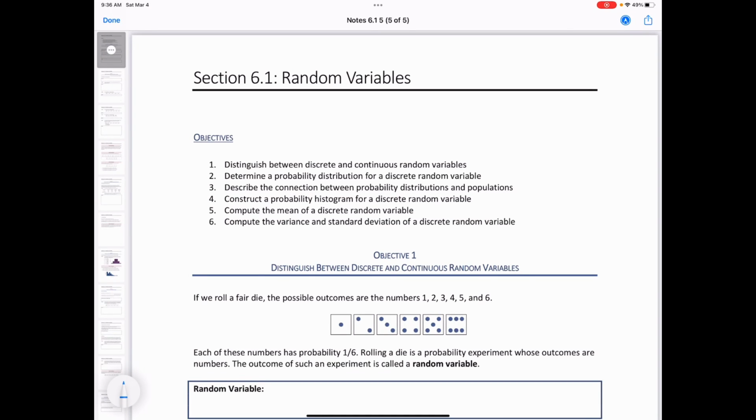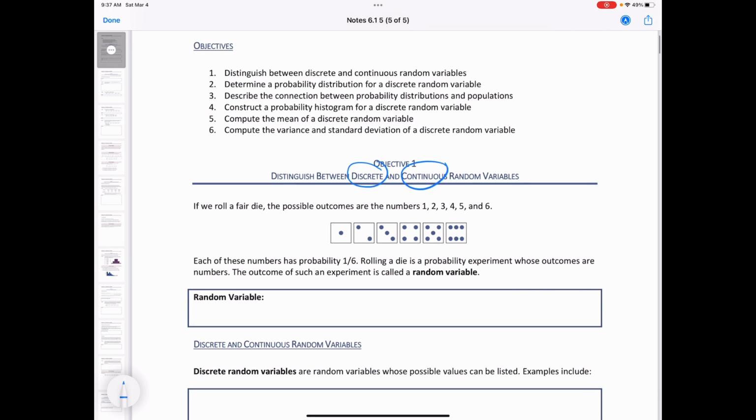What we're going to talk about today are something called random variables, and we're going to talk about discrete and continuous random variables. And I want you to look at this first problem. If we roll a fair die, the possible outcomes are the numbers 1 through 6. Each of these numbers has a probability of 1 out of 6. Rolling a die is a probability experiment whose outcomes are numbers. The outcome of such an experiment is called a random variable.